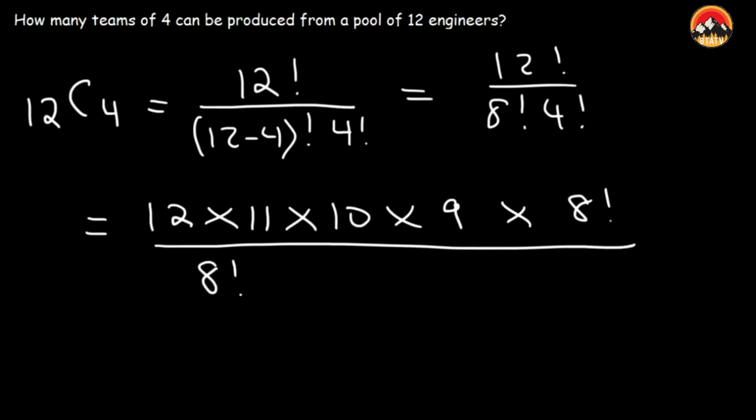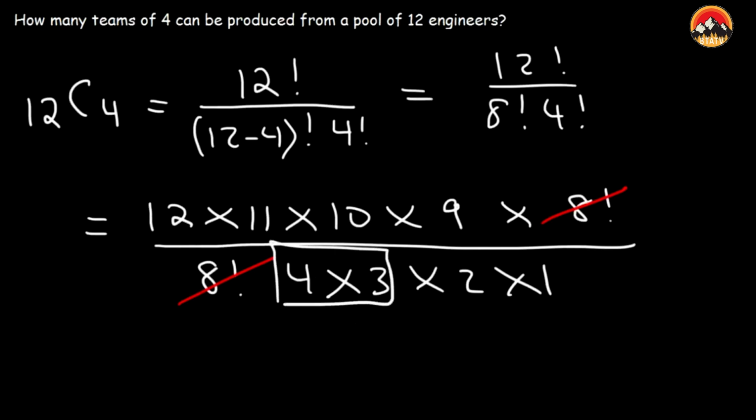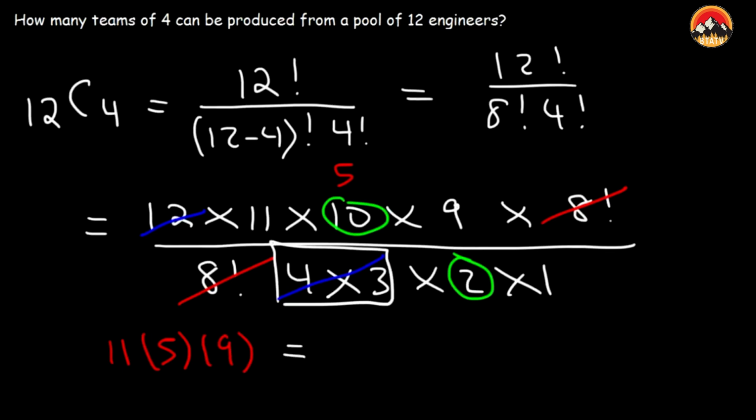Now 4 factorial, I'm going to write that out. That's 4 times 3 times 2 times 1. So let's cancel a factorial. That's going to save us some writing space. 4 times 3 is 12. So we can get rid of these two. And then 10 divided by 2 equates to 5. So what we now have is 11 times 5 times 9. 11 times 9 is 99. Now what is 99 times 5?